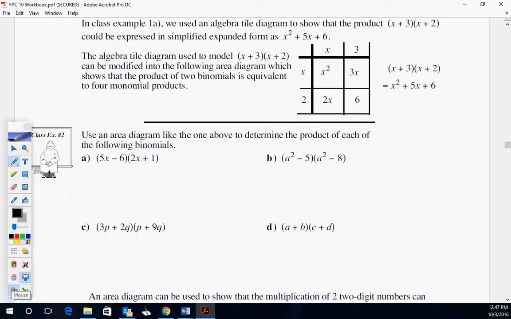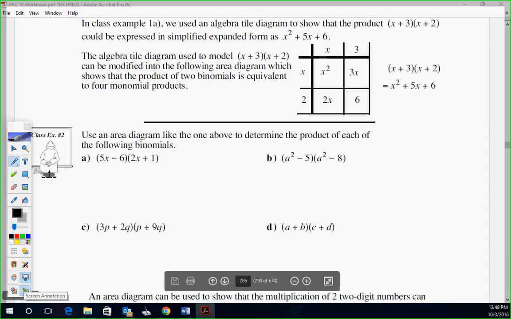So what they've done is they just line them up in a grid here, and then you just multiply across the grid. x times x is x squared, x times 3 is 3x, 2 times x is 2x, 2 times 3 is 6. And you combine like terms within the grid. The only thing I combine is these two, which gives me 5x. The x's are positive, correct. If one was negative and one was positive, then you would subtract.